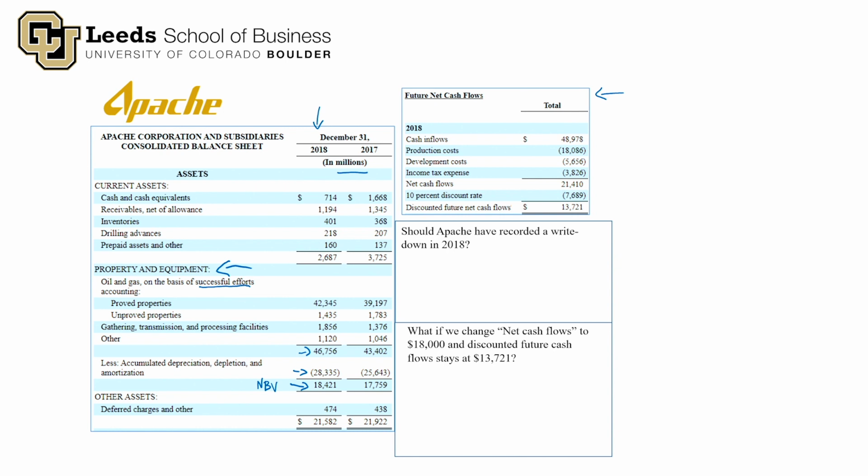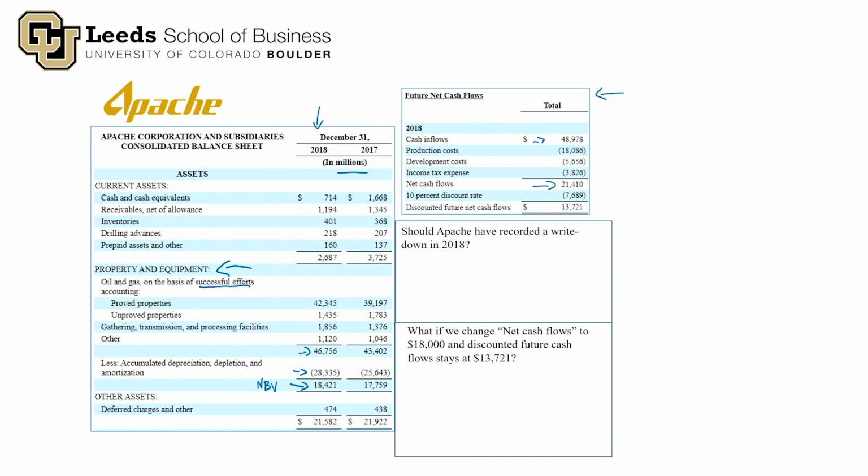So what they're doing here is they're projecting their future cash flows that they're going to get from their oil and gas wells. So these are the future cash flows that are going to result from the property and equipment that we're talking about. They're expecting future cash inflows here of $48.9 billion minus production costs of $18 billion, development costs of $5.6 billion, income tax of $3.8 billion, for net cash inflows.